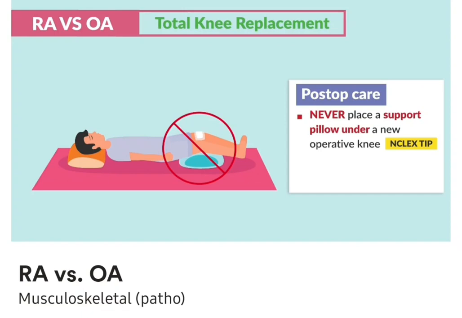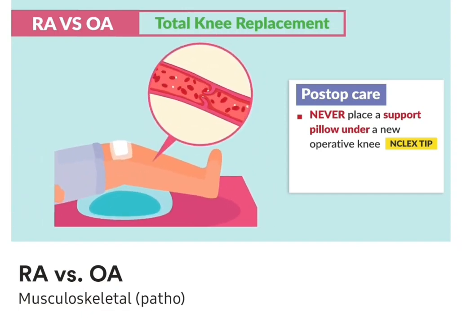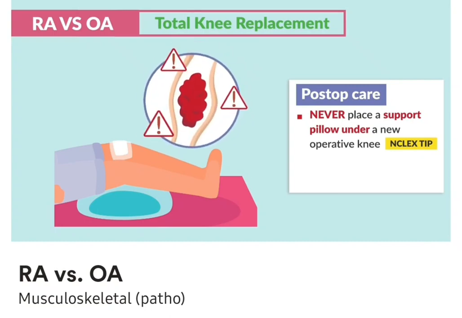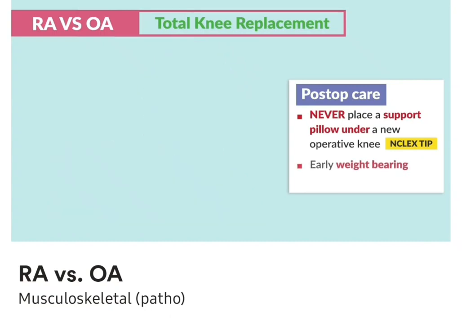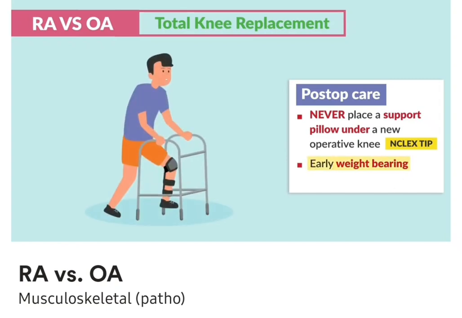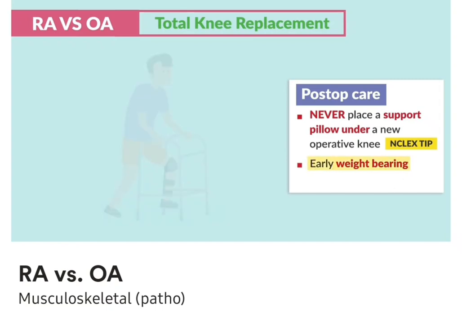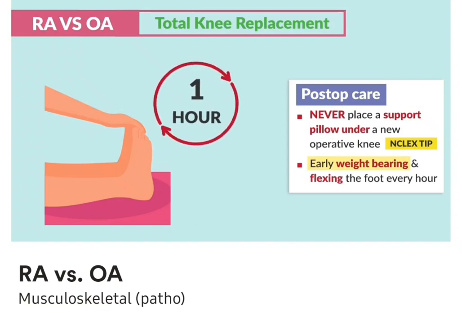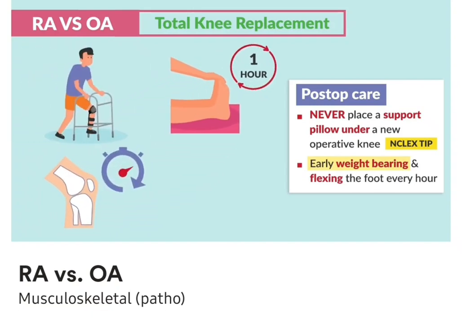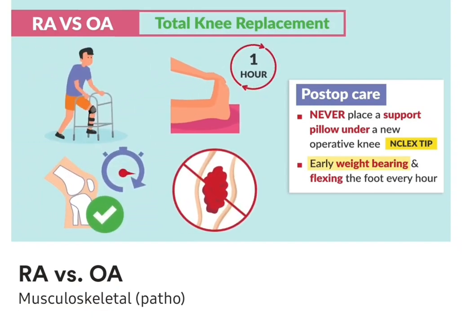Huge NCLEX tip. This can cause blood stasis as the dependent downward facing toes don't get good blood flow, leading to a DVT. And another key term here. Early weight bearing on the leg with ambulation is recommended, and flexing the foot every hour. This can help faster recovery and prevent DVTs.